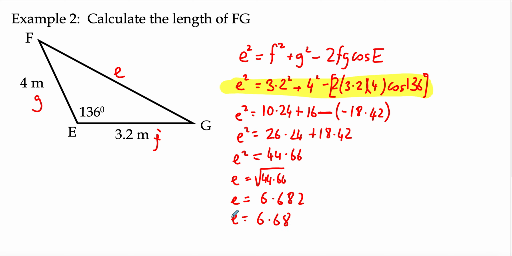Now what I should have done in the last question: E is just a construct of my mathematical solution. I was asked for the length of FG, so I should really finish it off by saying FG is 6.68 meters. Does that make sense? 4 and 3.2 meters. Yep, it's clearly a bit longer, so that works for me, to 3 significant figures. Okay, so that's the cosine rule for working out sides.